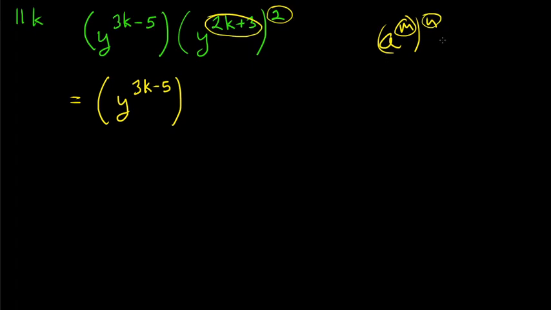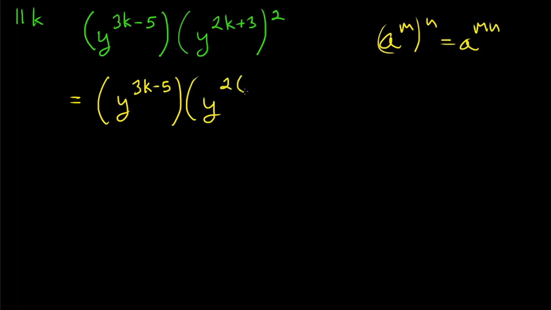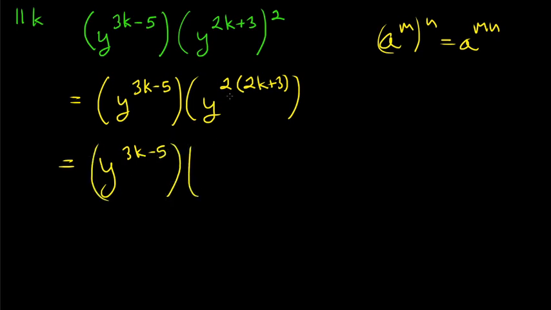So what do we do with that? We multiply the exponents, m times n. So here we're just going to multiply the exponent y to the power 2 times 2k plus 3. Okay. And that we can work out by distributing the 2 here, right? So this is y to the power 4k plus 6, right? 2 times 2k is 4k, and 2 times 3 is 6.